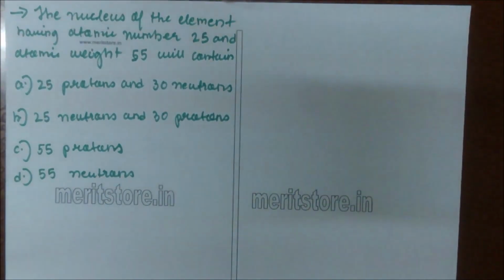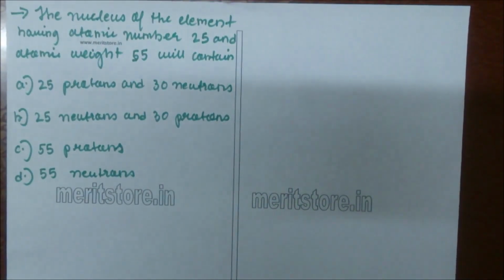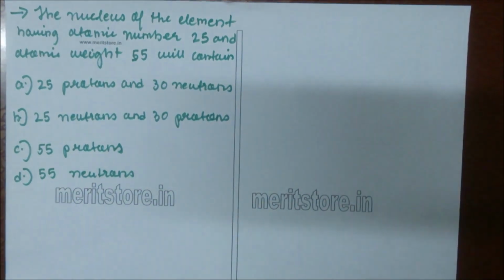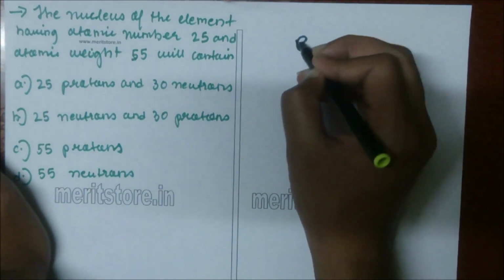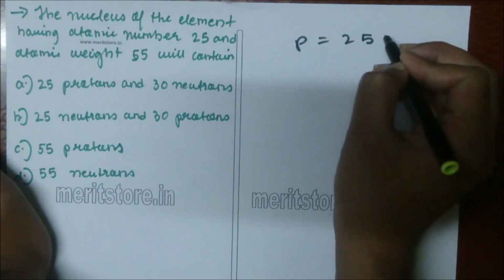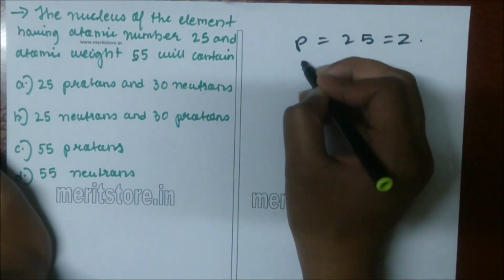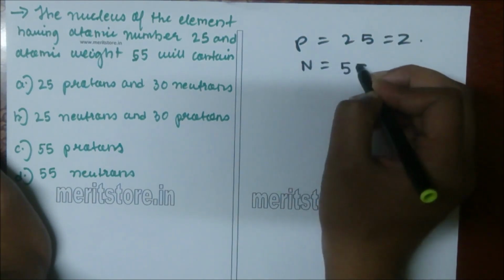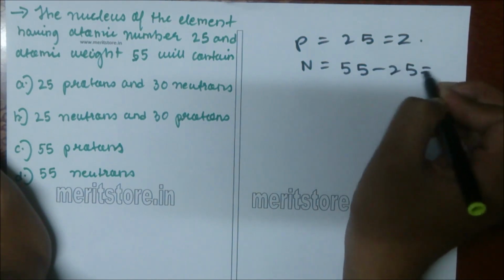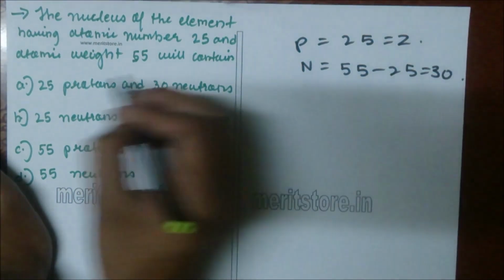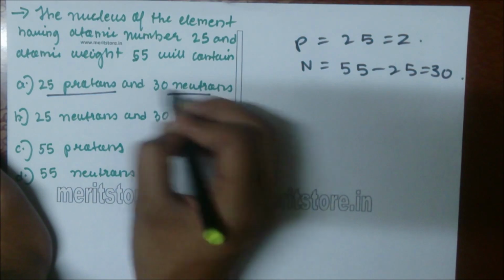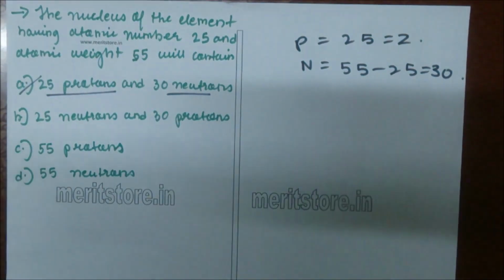The nucleus of the element having atomic number 25 and atomic weight 55 will contain. The number of protons is equal to atomic number, which is 25, and the number of neutrons is equal to 55 minus 25, which is equal to 30. So it will have 25 protons and 30 neutrons. Option A is the correct answer.